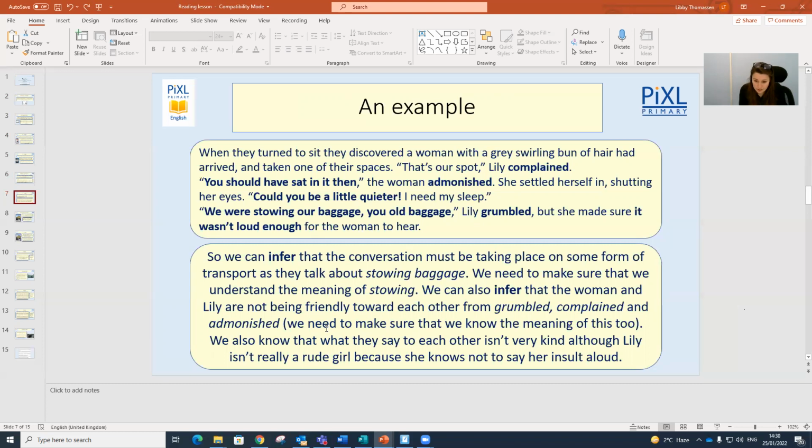We also know that although they're not kind to each other, Lily isn't really a rude girl because she knows not to say her insult aloud. That's just something she thought in her own brain. So that also tells us things people think compared to what they say also helps us think about their character.